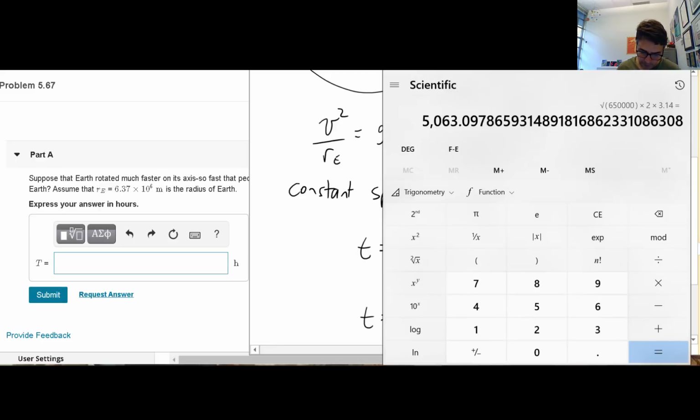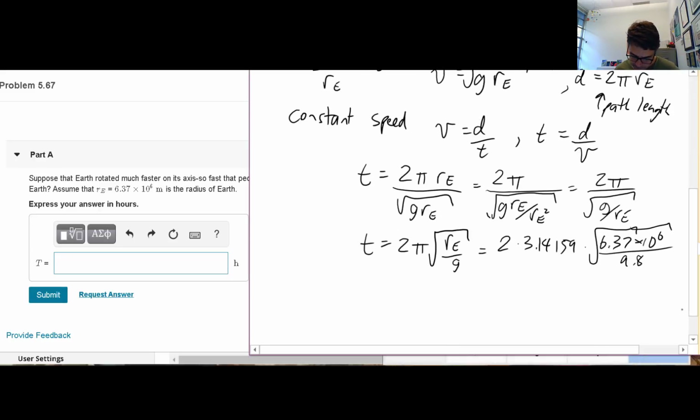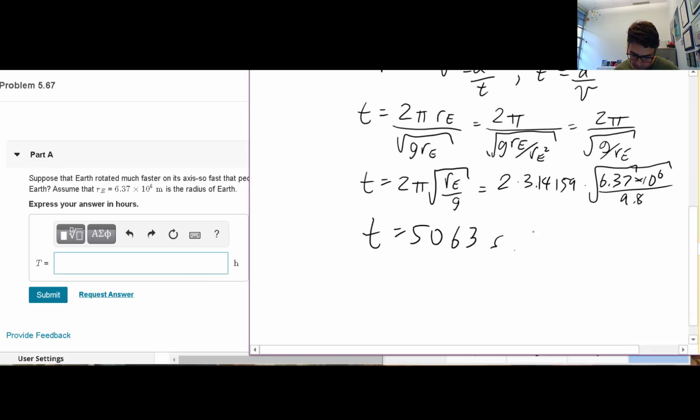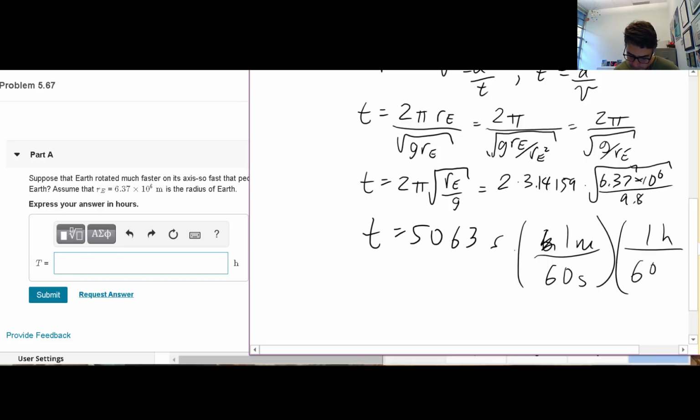Okay, I like that a little better. 5,063. T equals 5,063 seconds, and it wants it in hours. Okay, good. So we can multiply it by 60, or divide it, I guess. 60 seconds is 1 minute, and 1 hour is 60 minutes. So that way seconds cancels seconds, minutes cancels minutes, and you've got the whole thing in hours.